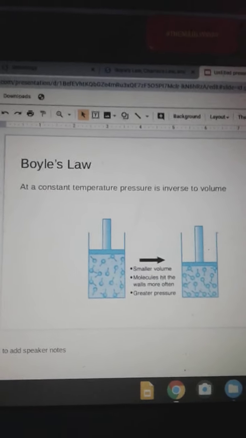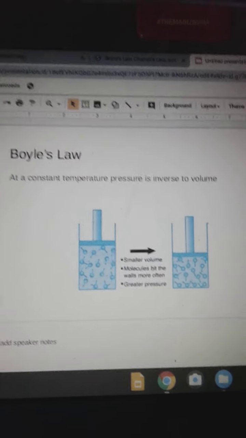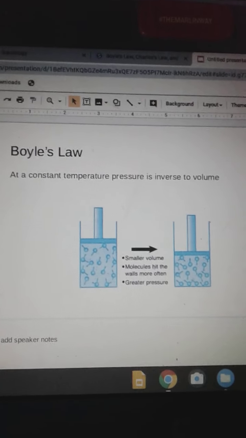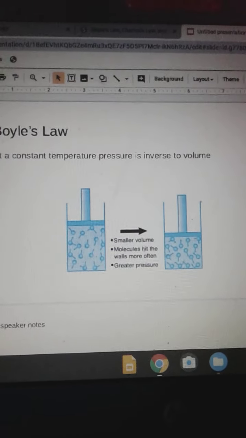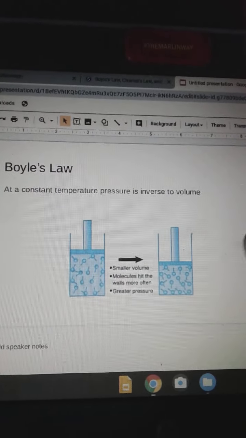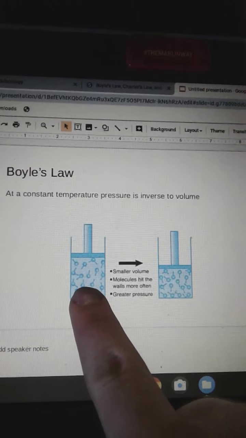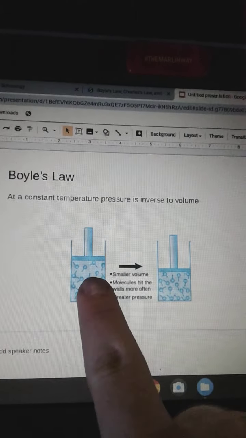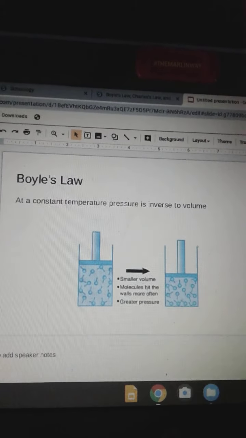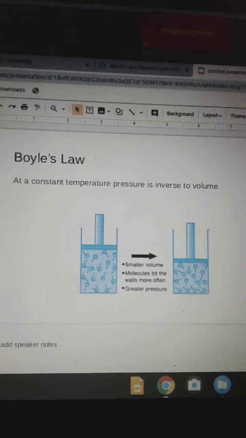With Boyle's law, at a constant temperature, pressure is inversely proportional to volume. With the temperature remaining the same, by increasing the pressure by pushing down, like in this example, you increase the pressure put onto the molecules, which decreases the volume because it decreases the space between the molecules, which creates greater pressure.